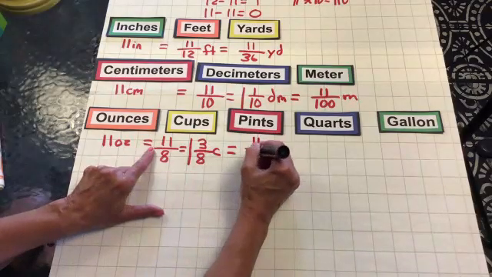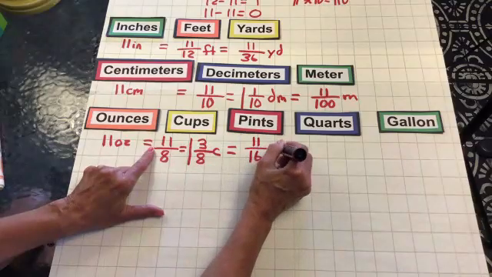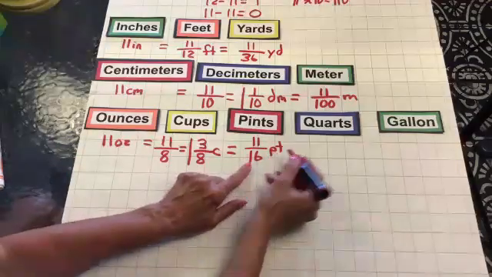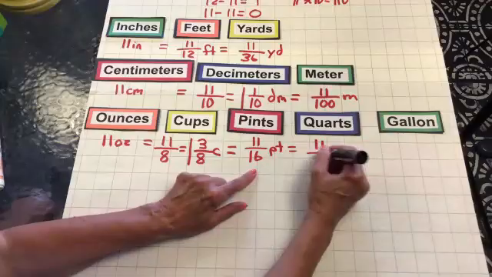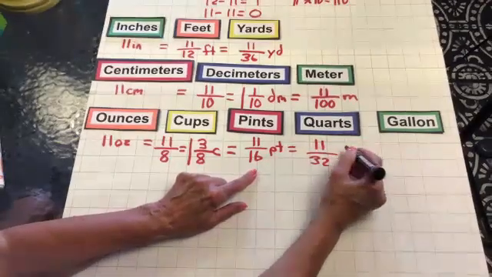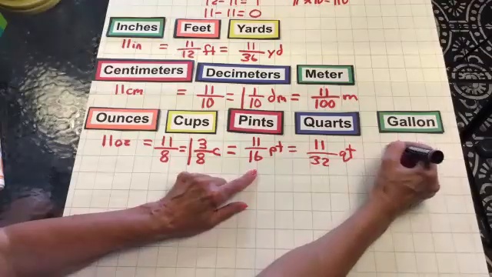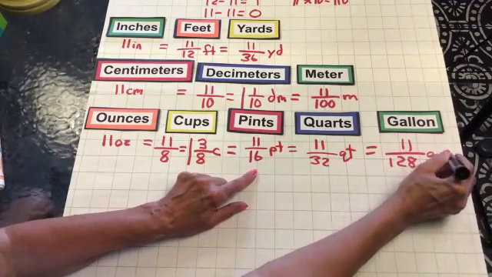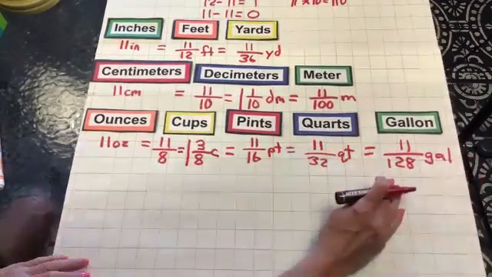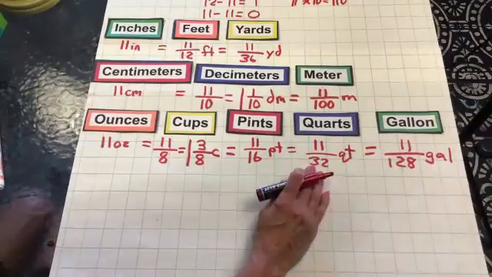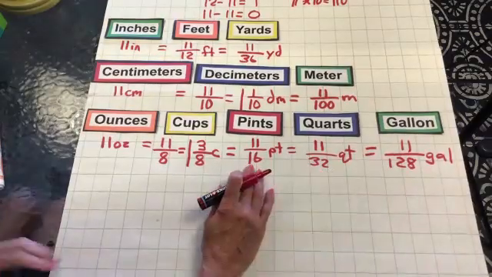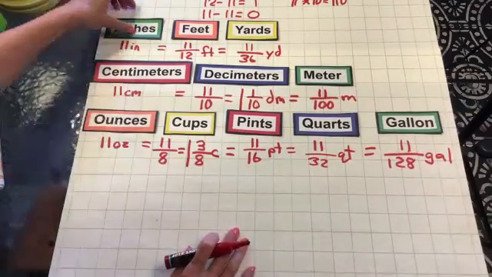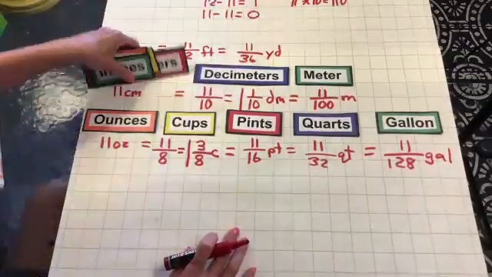So we have 11 out of 16 pints. So 11/16 of a pint. So 11 ounces is 11/16 of a pint. It is 11/32 of a quart and 11/128 of a gallon. So it takes 128 ounces to make a gallon, 32 ounces to make a quart, 16 ounces to make a pint, and 8 ounces to make a cup. Looking good. All right, let me move right along.